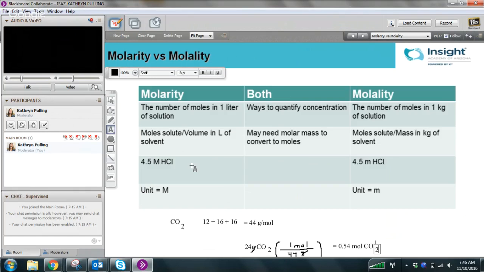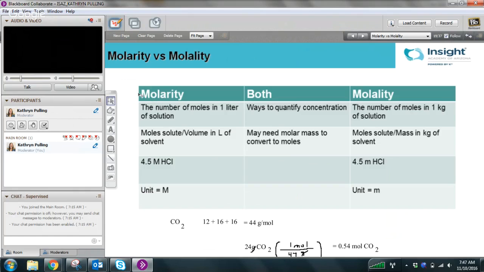Now let's look at the two separate things. We use molarity and molality to quantify concentration. And a skill you may need to do this is being able to convert a mass to moles using molar mass.